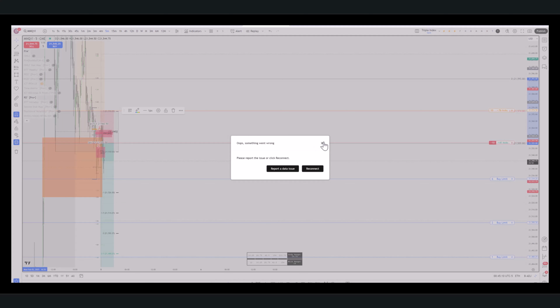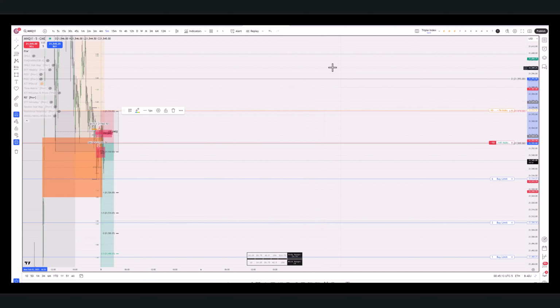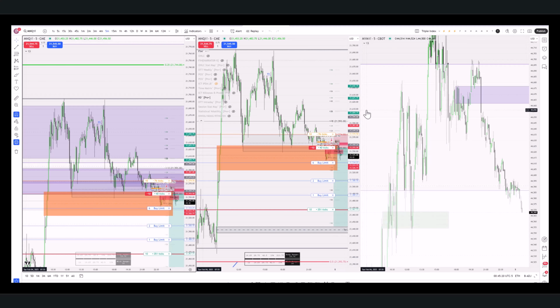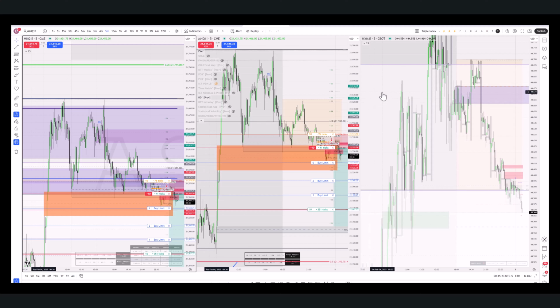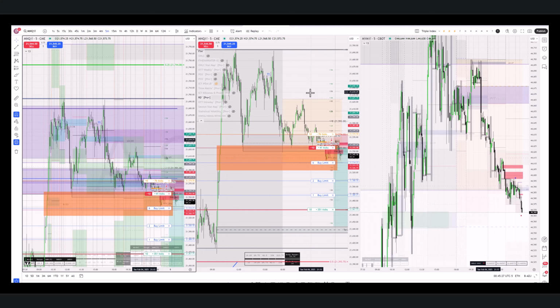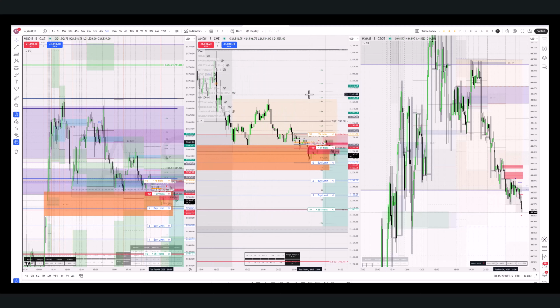Oh, what's going on here? Reload. Glad it's my paper trade. I just started a new broker. I just opened an AMP account. I had TradeStation. The AMP is a way better price execution, way better fills.